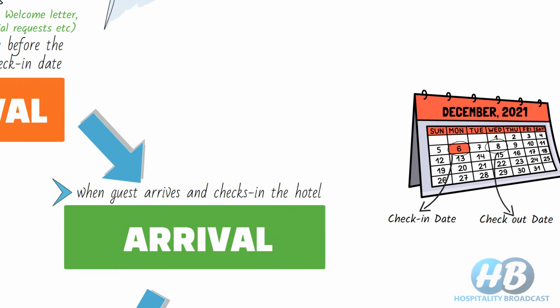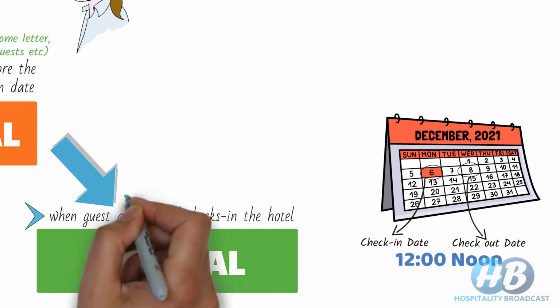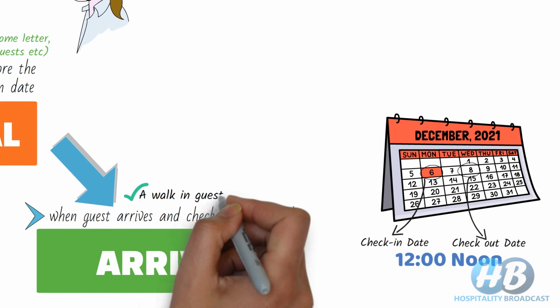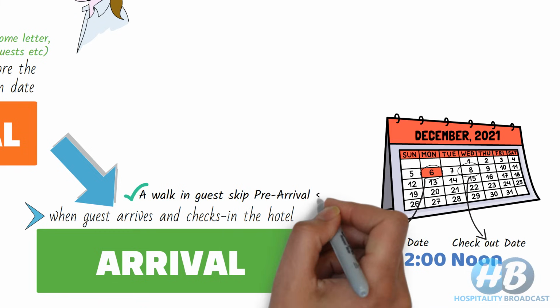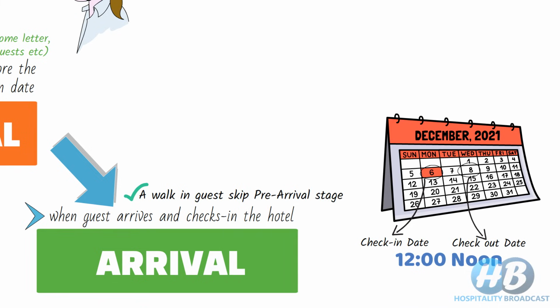Most hotels charge on a 24 hours basis and the standard check-in check-out time is 12 noon. In case a guest arrives at a hotel without a reservation and books a room for the same date, then the guest immediately jumps to the arrival stage, skipping pre-arrival. Okay, now let's understand this process.